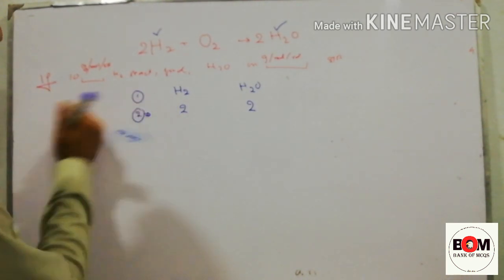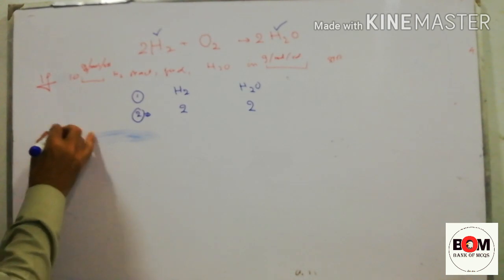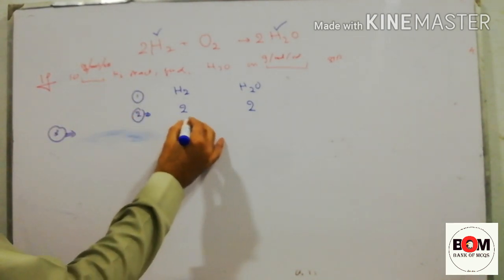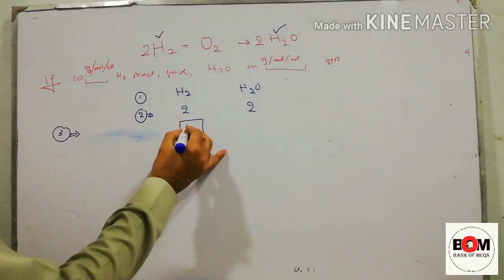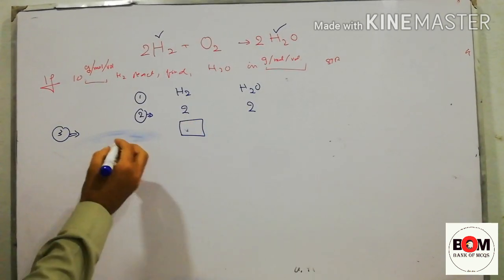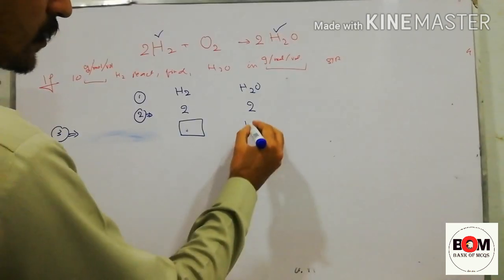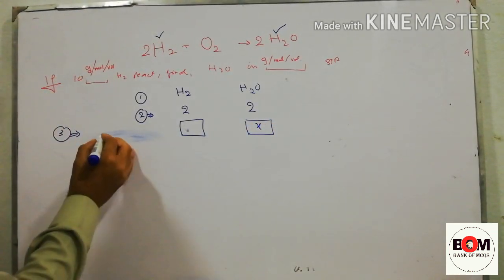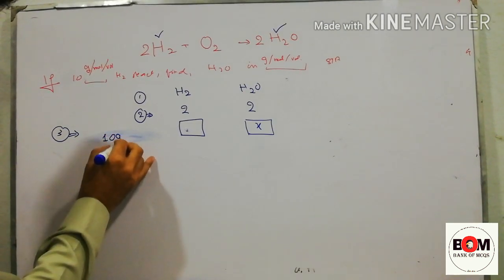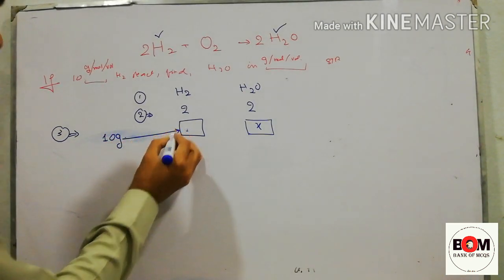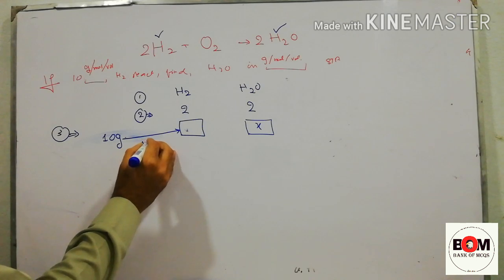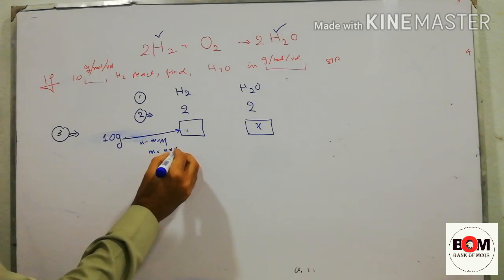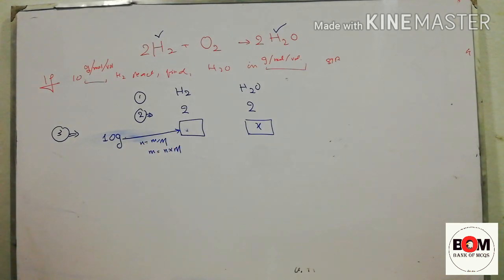So in the third step, the given value is hydrogen, that is 10, and they ask for X, H2O. So if they give us 10 gram H2O, we will convert it into mole. As we know that number of mole is equal to mass divided by molar mass, so mass is equal to number of mole into molar mass.